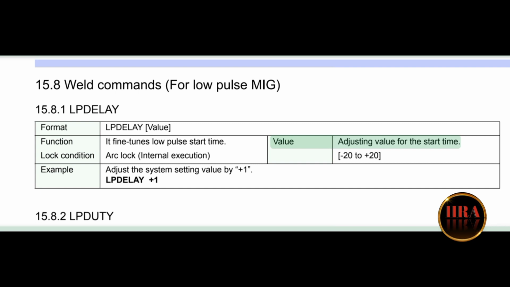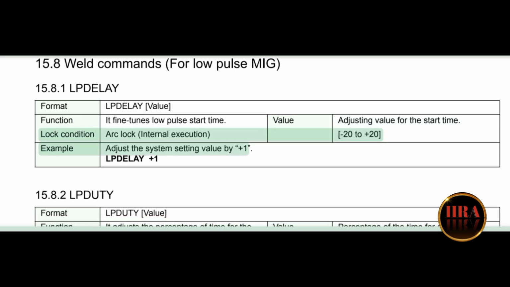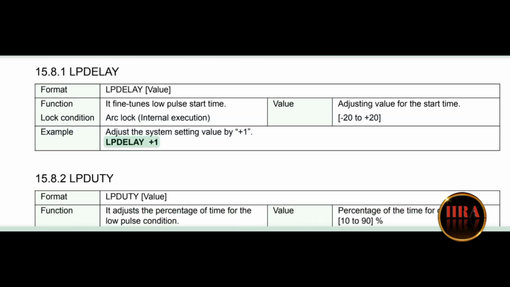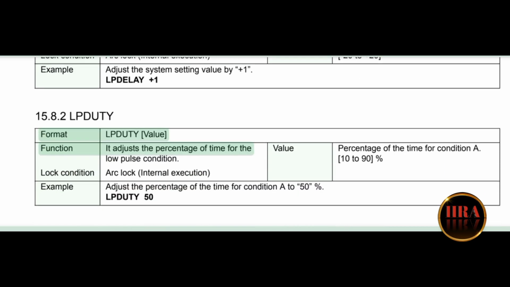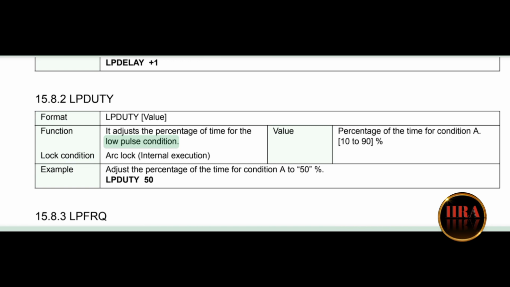Value: adjusting value for the start time. Lock condition: arc lock, internal execution, -20 to +20. Example: adjust the system setting value by +1. LPDELAY +1. Format: LPDUTY, value. Function: it adjusts the percentage of time for the low pulse condition.